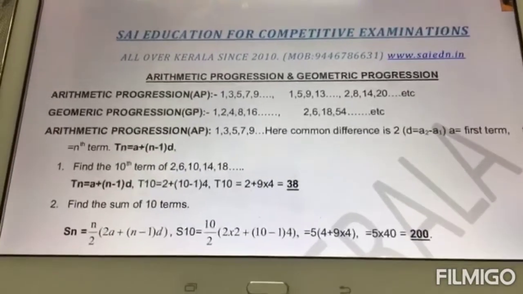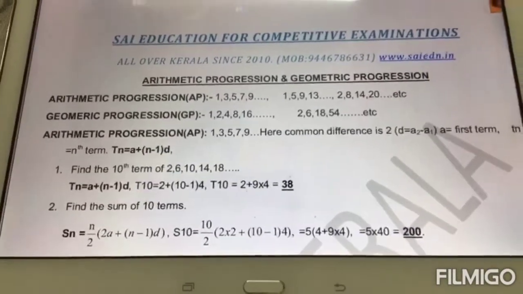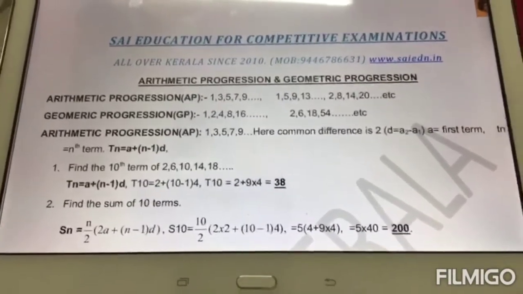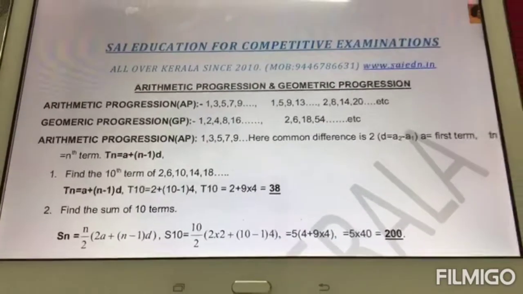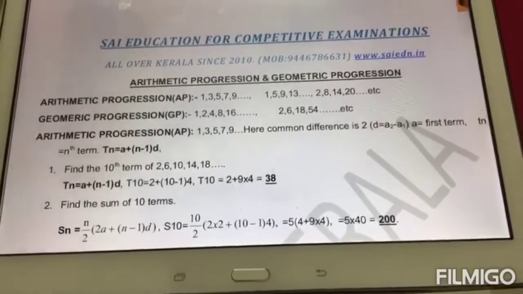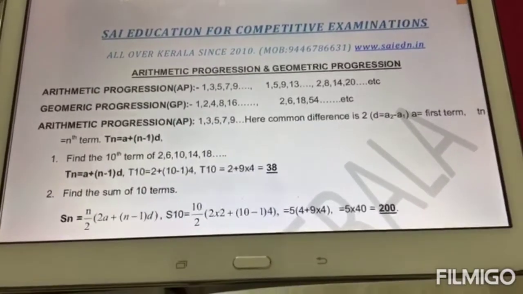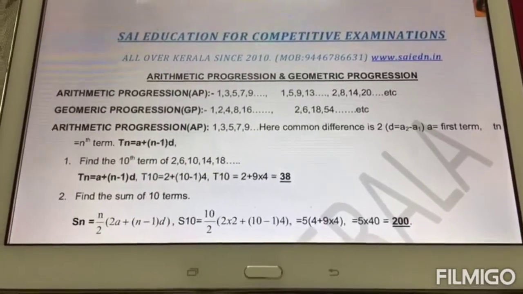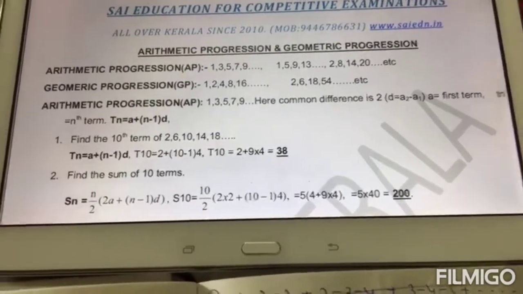So we're going to start our new topic today, arithmetic and geometric progression. We discussed this briefly in one of the previous lectures and we'll be doing it in detail this time. I hope you've been following our lectures and I hope you're on track. So without further ado, let's start this chapter.